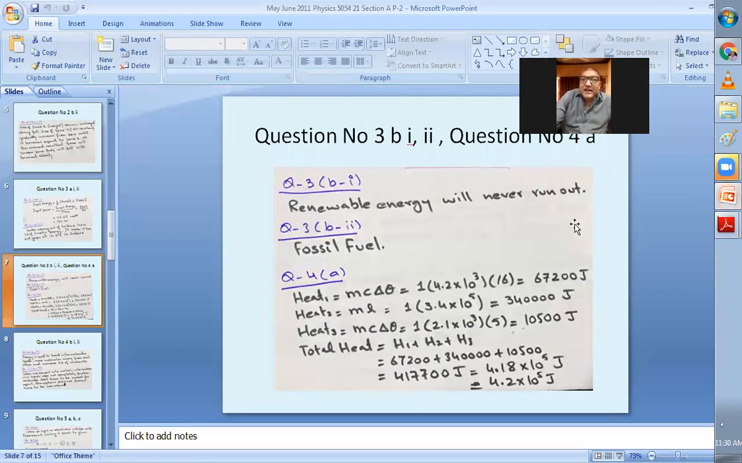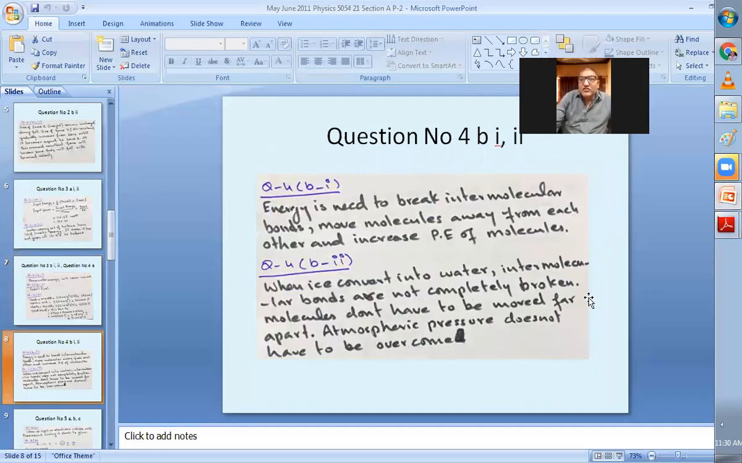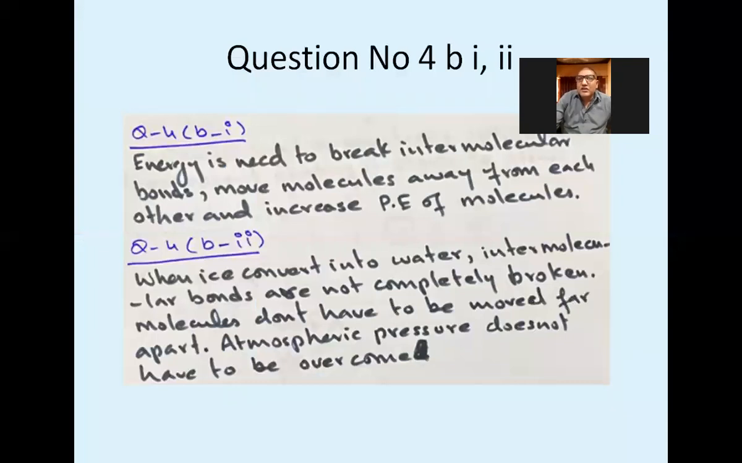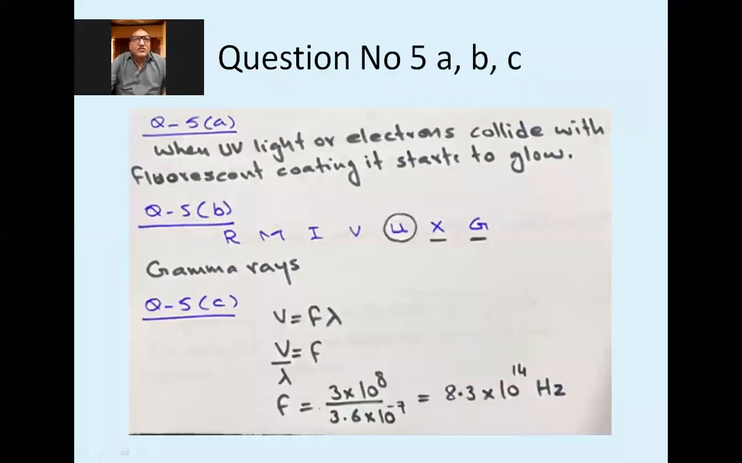So let me check my answer. I have written this answer, so let's see what I wrote. Question number 4B, first part: energy is needed to break intermolecular bonds.